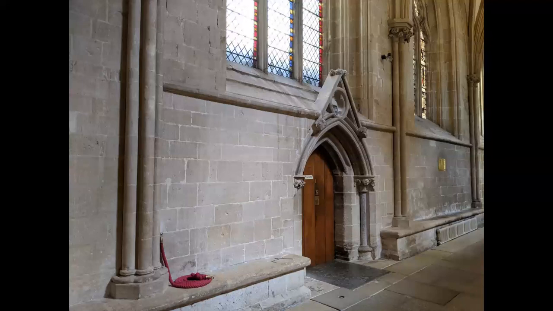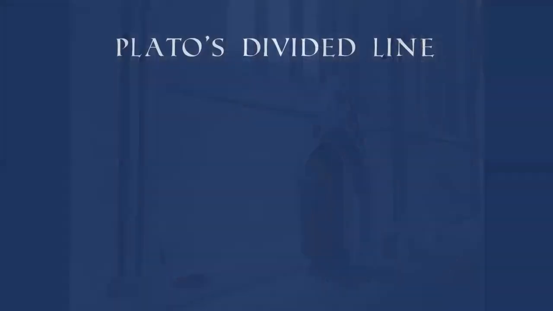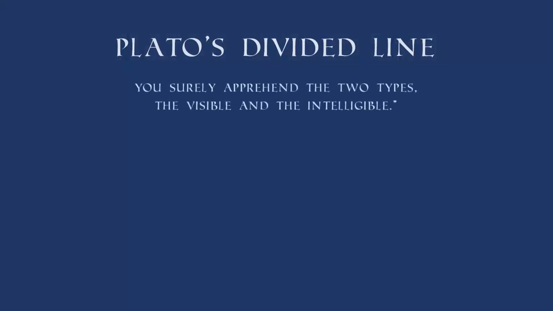And that's really what I'm going to suggest with the next thing I'm going to talk about, which is Plato's divided line. Now, the analogy of the divided line is something that is mentioned by Socrates in Plato's written work, The Republic. This is where it's mentioned.